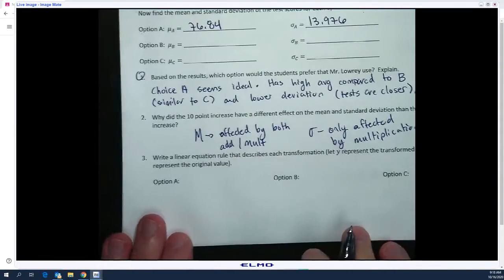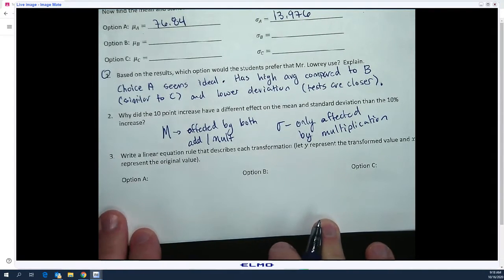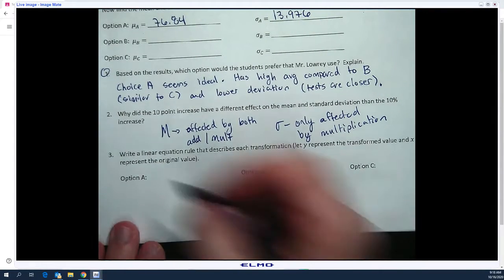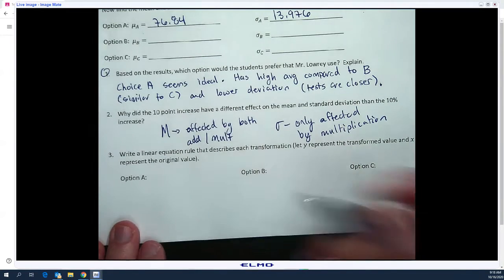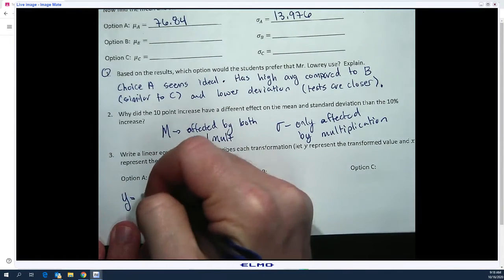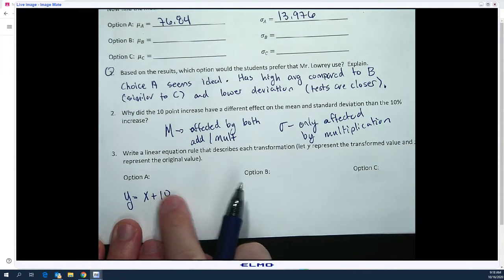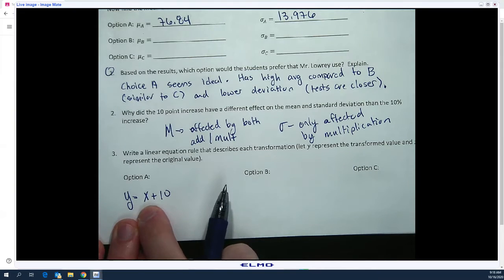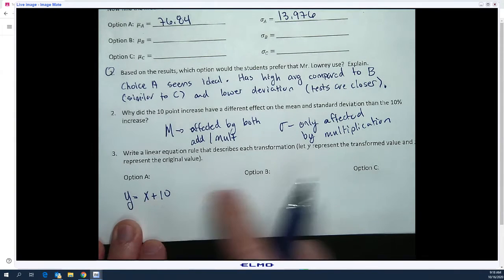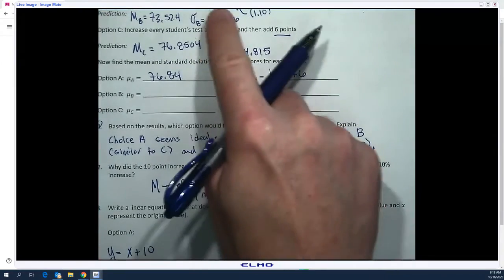And then it says, write linear equation rules that describe the transformation, let y be the transformed value, etc. And so what I'm going to do is just do the first one. So this would be y is equal to x plus 10. That is what we did to the data. We added 10 to each of the data points, and that's how we got y. And I'll let you guys fill these other ones in based on what we would have done to the data.